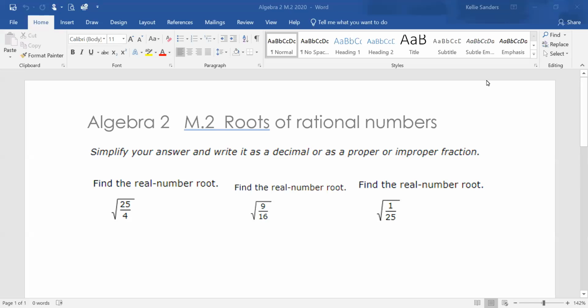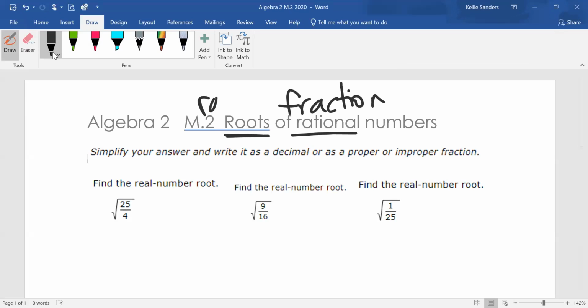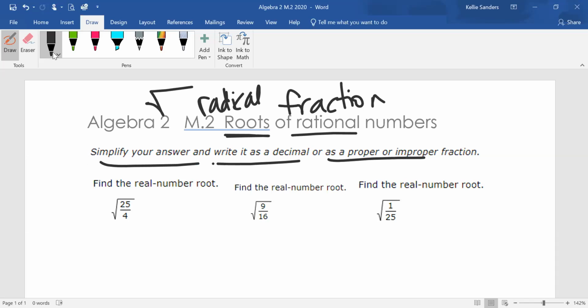Okay, so on M2, roots of rational numbers. If a rational number means fraction, roots means we're going to have radicals, or square roots, cube roots, stuff like that. Simplify your answer and write it as a decimal or a proper or improper fraction. We're going to get to all of that in just a little bit.